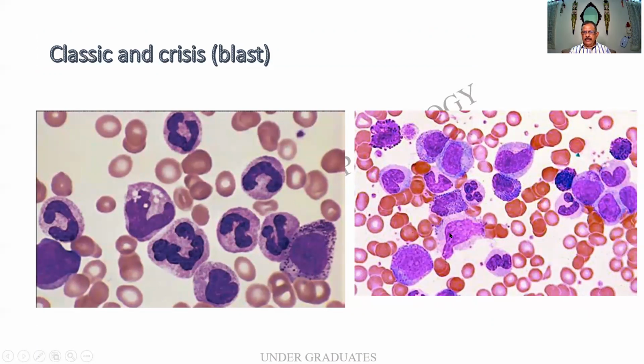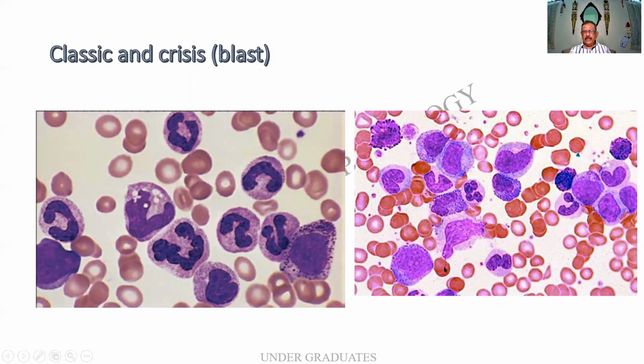Against this, you find in this one, there is a relative decrease in the mature neutrophils, but then there is an increase in these immature cells. Increase in the immature cells, more of blasts, promyelocytes, etc.